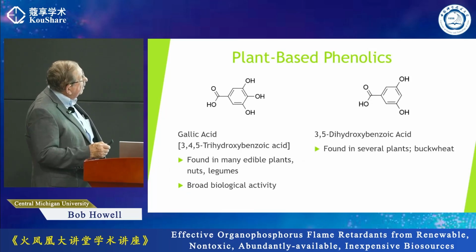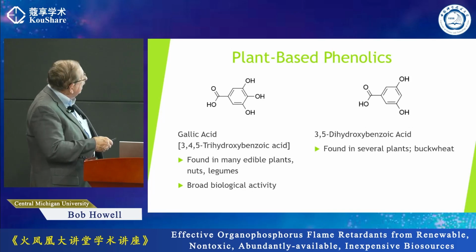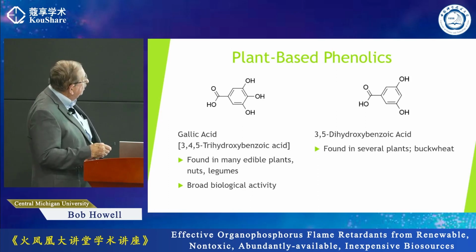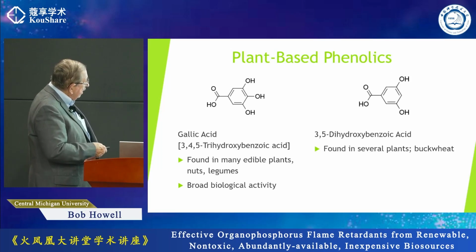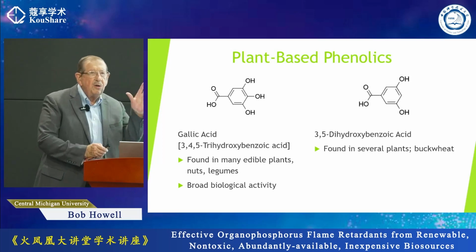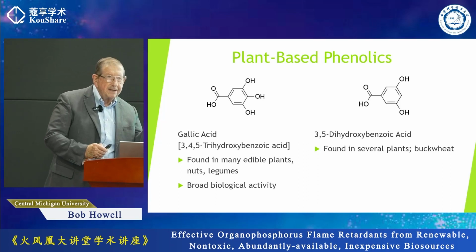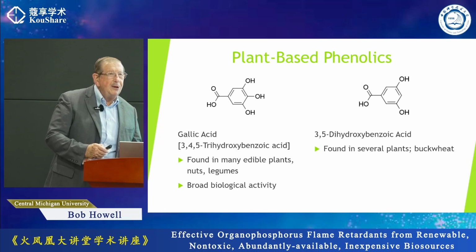These are the plant-based phenolics. The one that's most available is gallic acid. It's a trihydroxy benzoic acid, so lots of functionality to functionalize. It's found in many plants and has been known for a long time because of biological activity. But even in the fall, when the trees change color and the leaves fall on the ground, if you grind those leaves up, you get lots of gallic acid. So it's widely available.